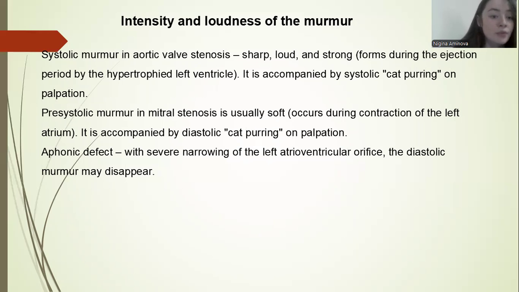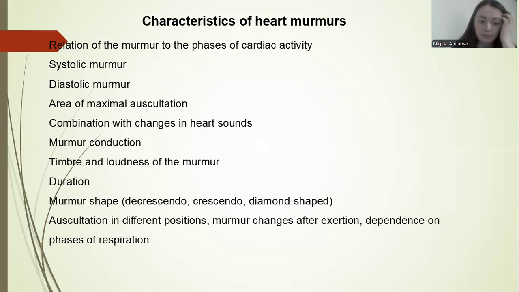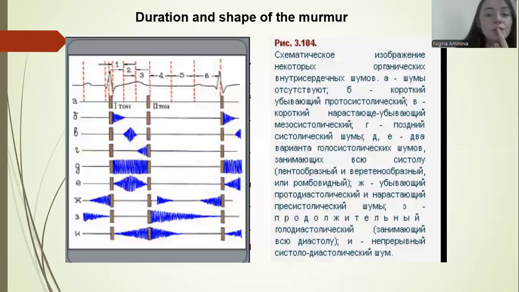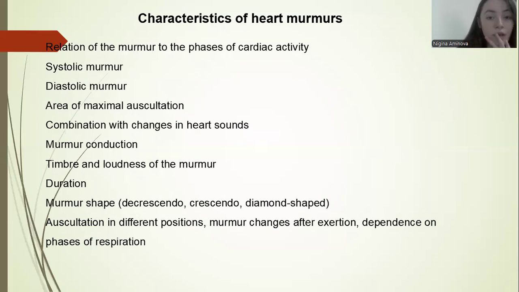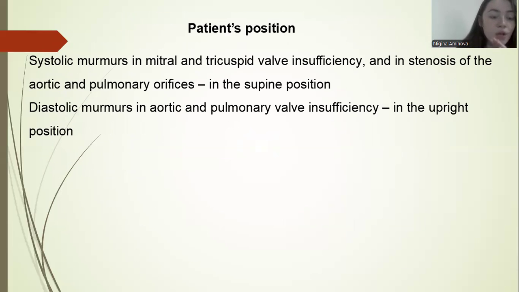Intensity and loudness of the murmur. Systolic murmur in aortic valve stenosis is sharp, loud, and strong. Presystolic murmur in mitral stenosis is usually soft. With severe narrowing of the left orifice, the diastolic murmur may disappear. Characteristics are the same. Duration and shape of the murmur can be seen in the following picture. Patient's position: systolic murmurs in mitral and in stenosis of the aortic and pulmonary orifices are heard in the supine position.